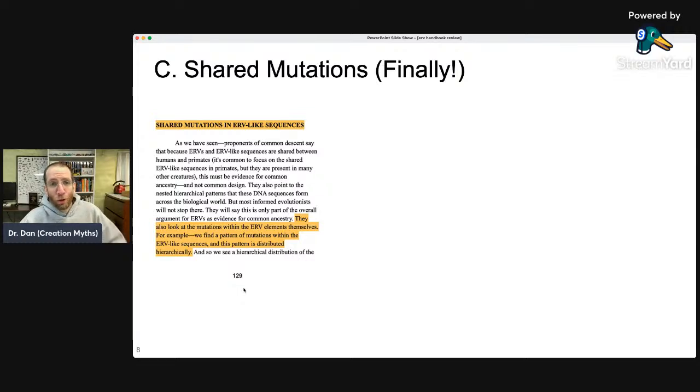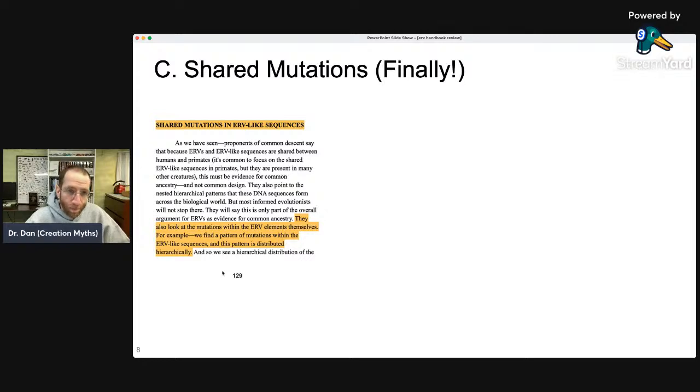Okay, so let's talk about shared mutations in ERV-like sequences. So here is the description that SFT gives for this argument. They also look at the mutations within the ERV elements. For example, we find a pattern of mutations within the ERV-like sequences, and this pattern is distributed hierarchically. Yeah, in other words, you can make a nested hierarchy based on the mutations within ERVs. Yes, that is extremely strong evidence for common ancestry. So that's on page 129.